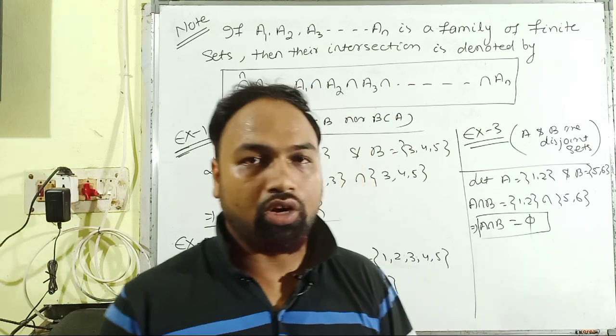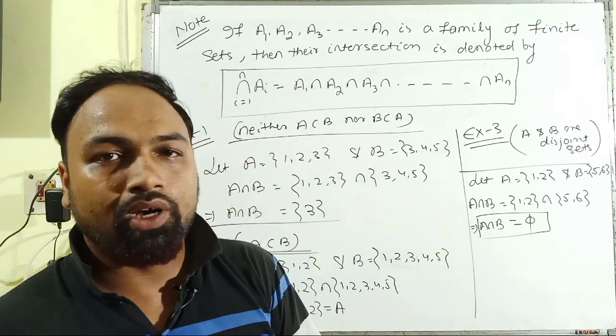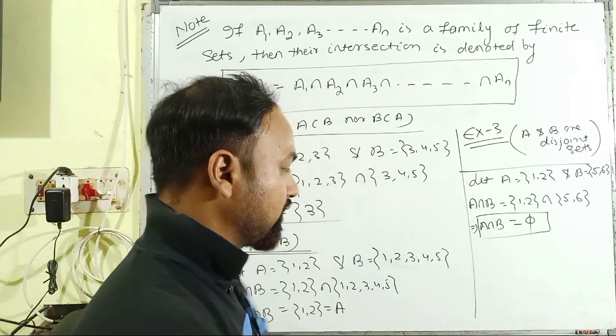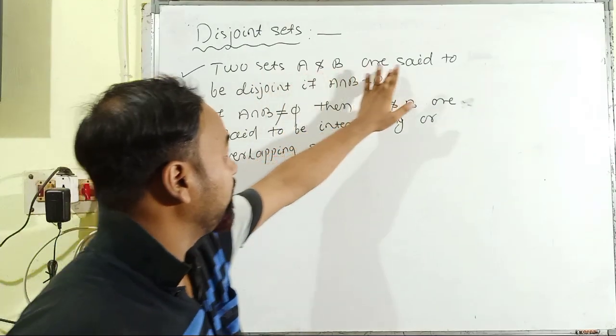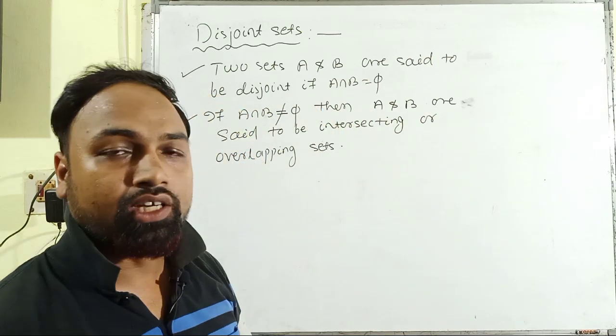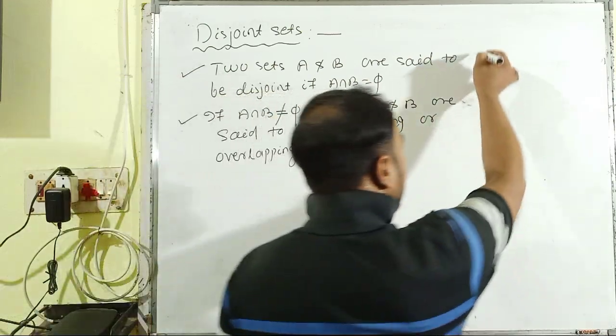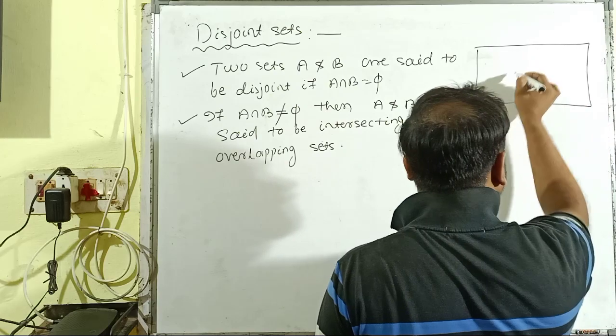Next, moving towards the complete definition and fundamentals of disjoint sets. So here is the definition of disjoint sets. Two sets A and B are said to be disjoint if A intersection B is equal to phi. We have already discussed it in the Venn diagram of A intersection B.